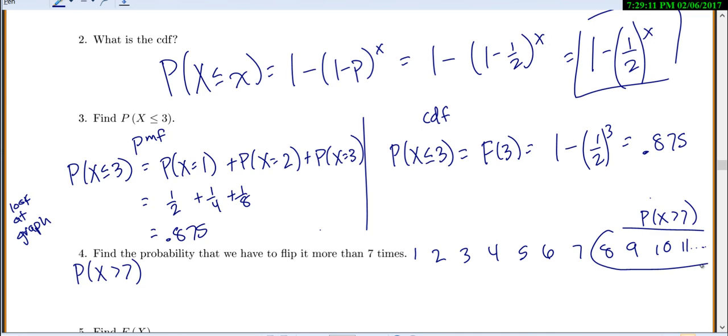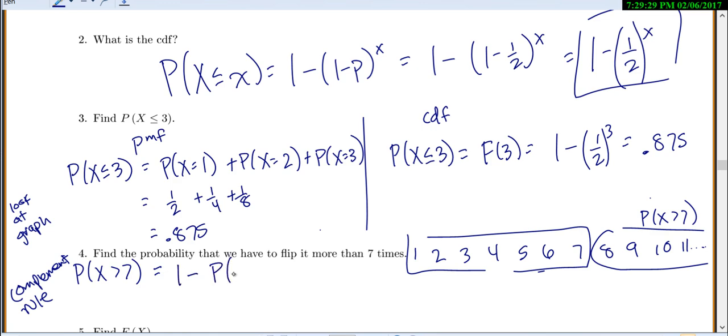But I don't actually know where to stop. So I would just have to keep putting them in my calculator forever and ever. You don't want to do that, right? So instead, let's use the complement rule and do everything that's left. So complement rule is this is going to be 1 minus the probability that x is less than or equal to 7.